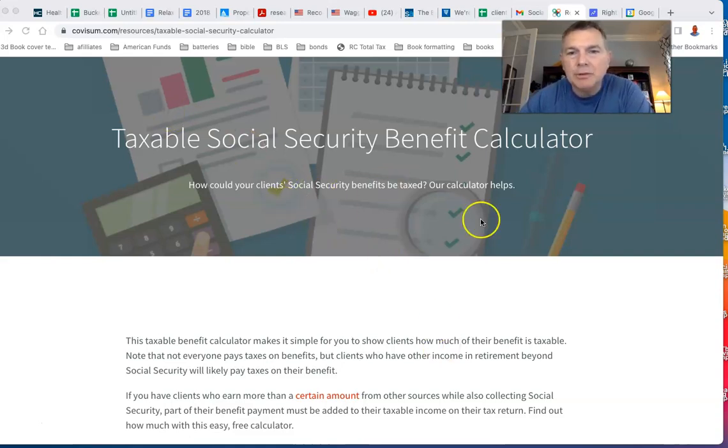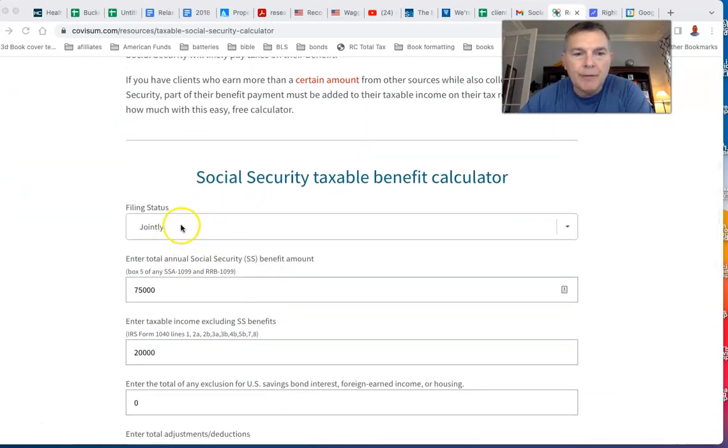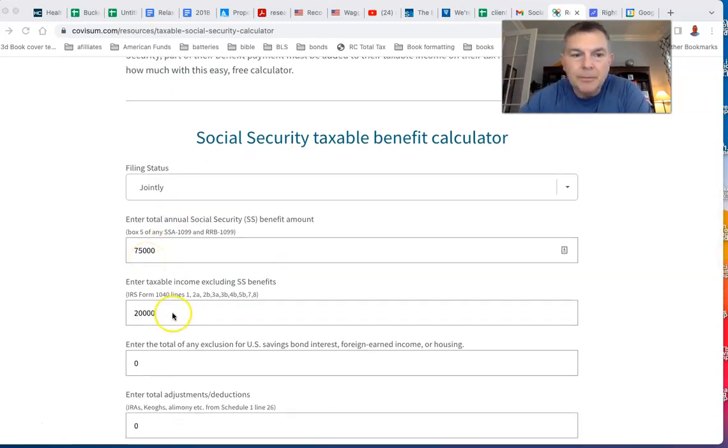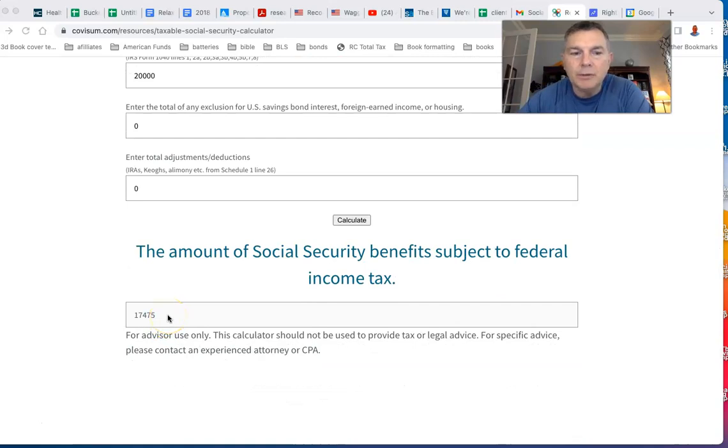Anyway, taxable Social Security benefit calculator. All right, so what we got here, we got a married couple filing jointly. They got $75,000 of Social Security. You can enter all this. What I did, $75,000 of Social Security, $20,000 of pension income, and the software says they're going to have $17,475 of their Social Security benefits. $17,475 will be subject to taxation.